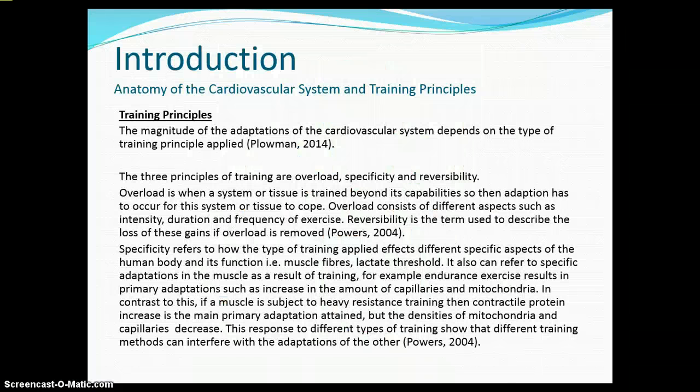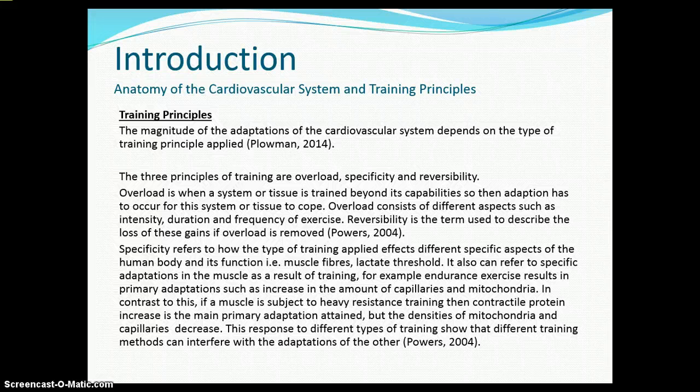Following the anatomy of the heart are the training principles. The magnitude of the adaptations of the cardiovascular system depends on the type of training principle applied. The three principles of training are overload, specificity, and reversibility. Overload is when a system or tissue is trained beyond its capabilities, so then adaptation has to occur from this system or tissue to cope. Overload consists of different aspects such as intensity, duration, and frequency of exercise.